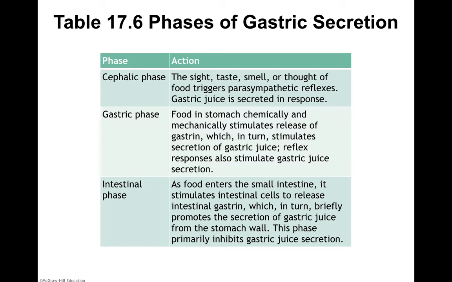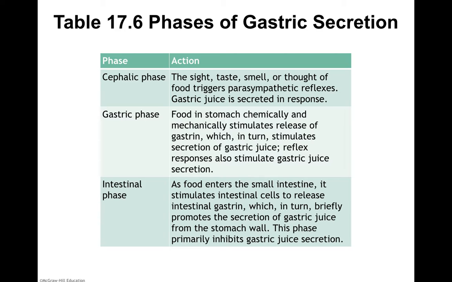We can divide the control of gastric secretions into three big phases. The cephalic phase, cephalic referring to the head, is mostly related to things you prepare to eat. The gastric phase, gastric referring to the stomach, is what happens when food gets into the stomach itself. And then the intestinal phase, when the food, or parts of the meal, makes its way from the stomach to the intestines. The cephalic phase would be induced just by the sight, taste, and smell. Even the thought of food can trigger parasympathetic reflexes.